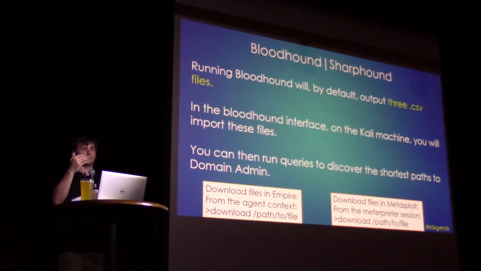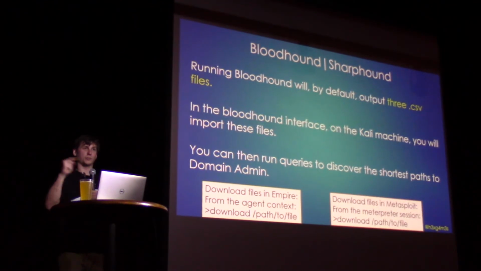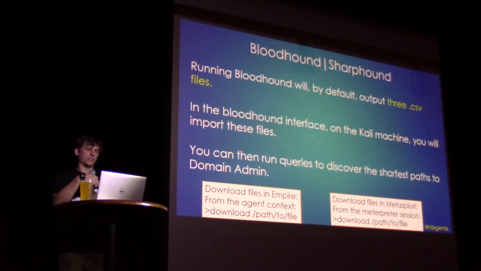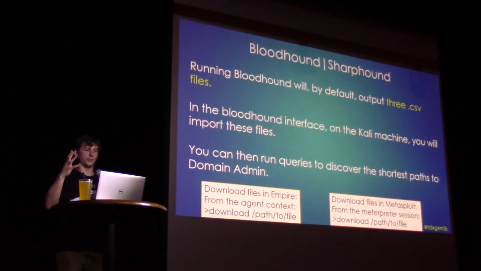You can set up Bloodhound so that the Kali instance is listening, and then this will actually just pipe all the data straight to your Bloodhound instance. But it's just as easy to drop those 3 CSV files to that user's desktop or whatever, and then just download them. In Empire, you can just type download and the file, and same with Metasploit. And then in the Bloodhound interface, you're going to import all these files, and then it'll build your maps for you so you can query for the domain admin.